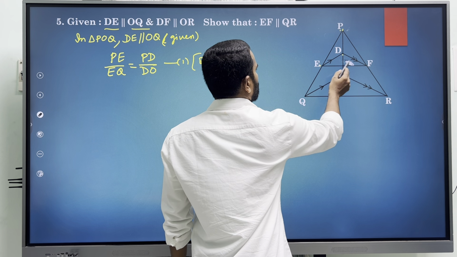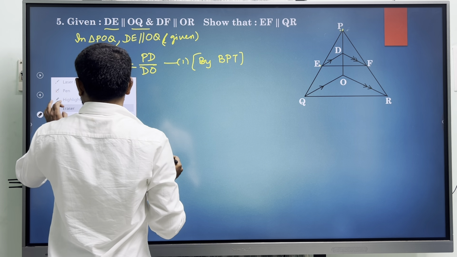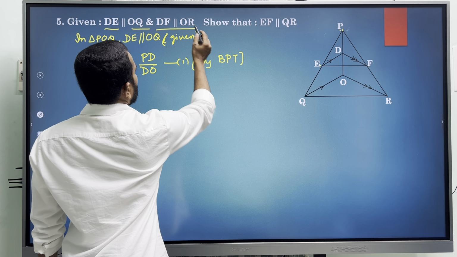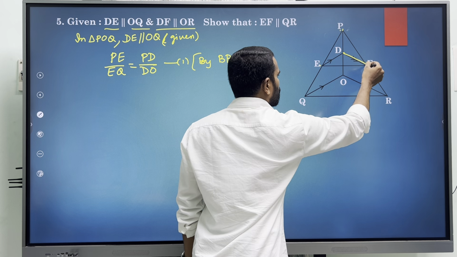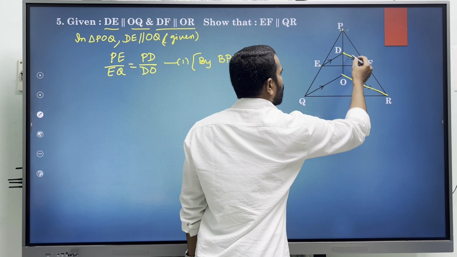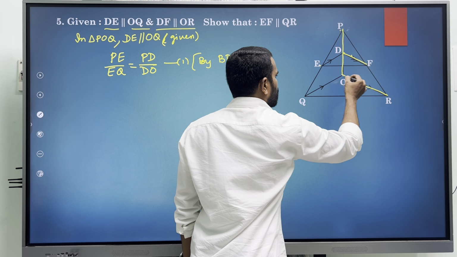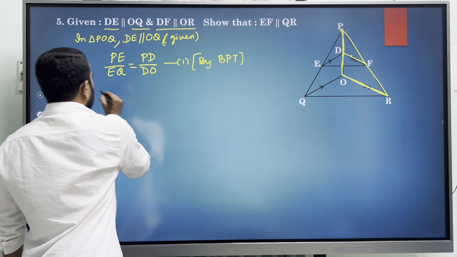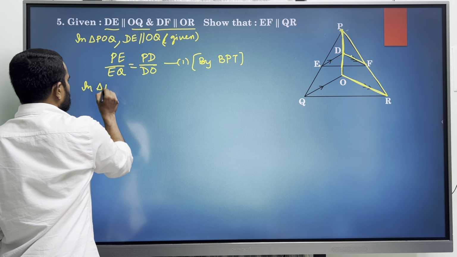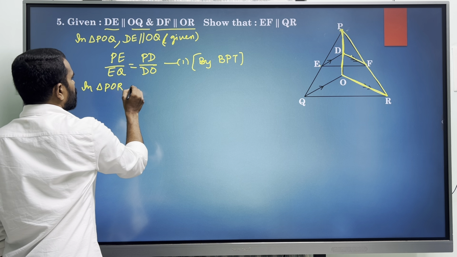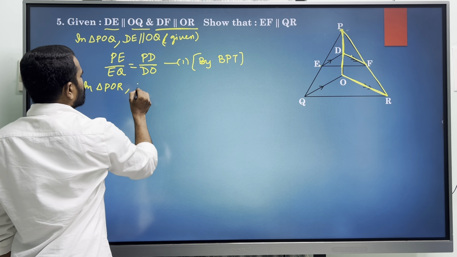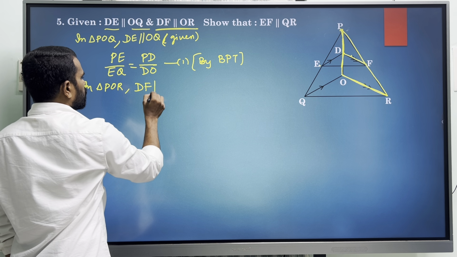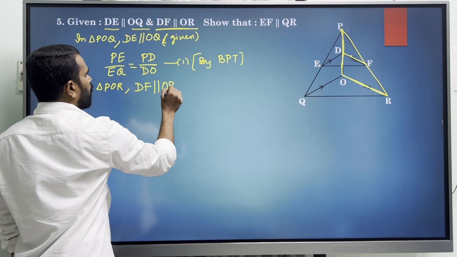Next, what is the next thing? Here DF is parallel to OR. For these two lines, let us take this triangle, triangle POR. In triangle POR, DF is parallel to OR.